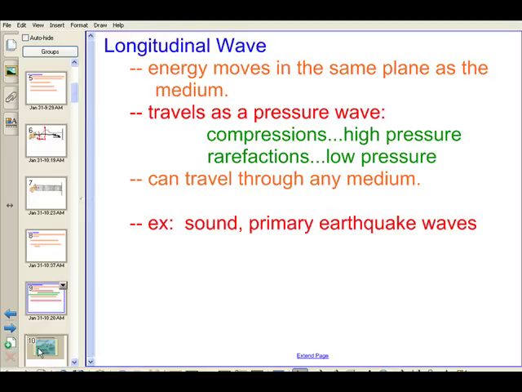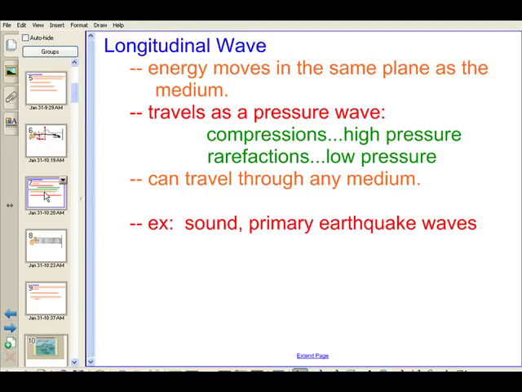All right, longitudinal waves. Now this is the way it moves in the same plane as the medium. And it travels as a pressure wave. These sound waves are pressure waves.